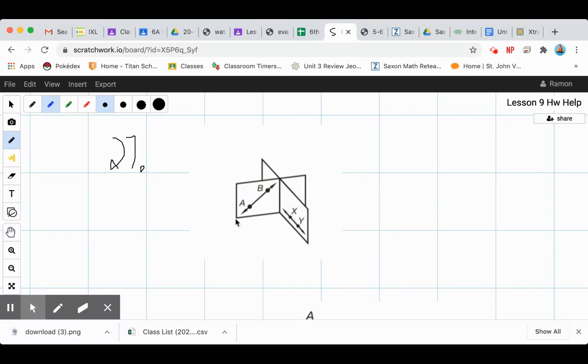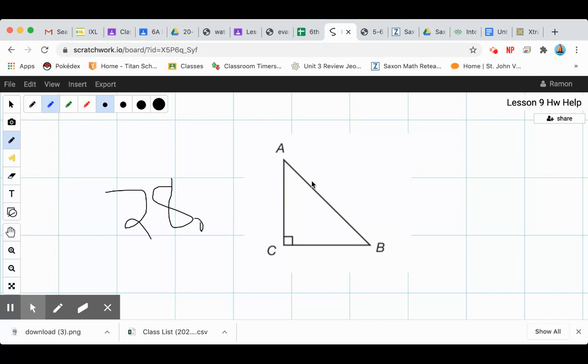For 27, we're being asked to describe the relationship between A, B, and X, Y. They are two lines. However, they're not intersecting, but they're also not parallel because they're not pointing in the same direction. Since they're on different planes, they're actually skew lines because they have no type of relationship.